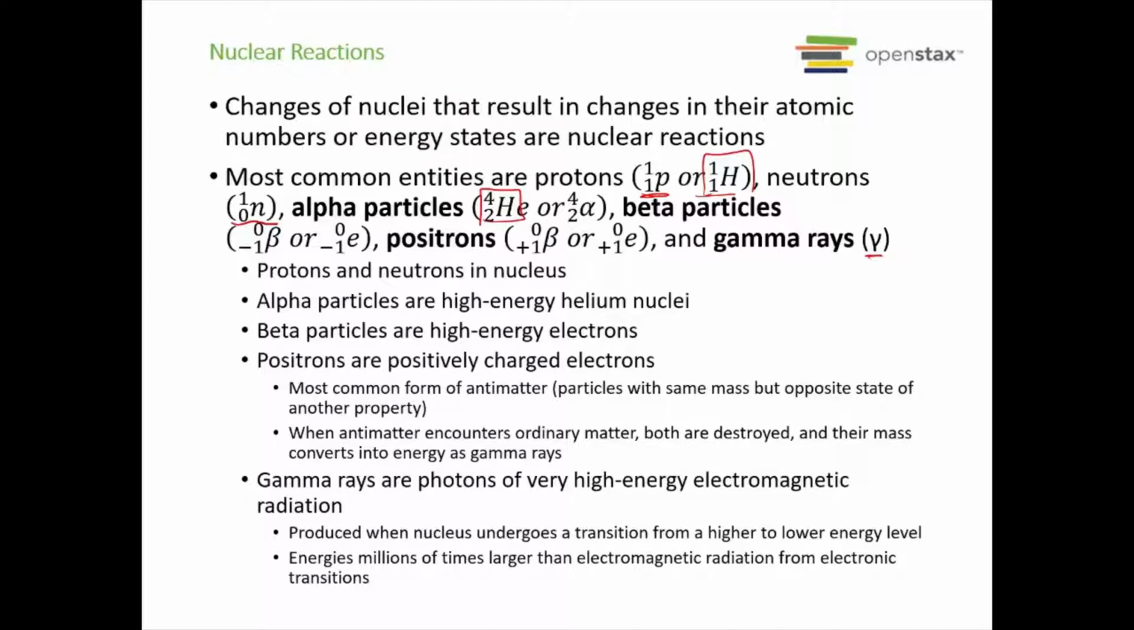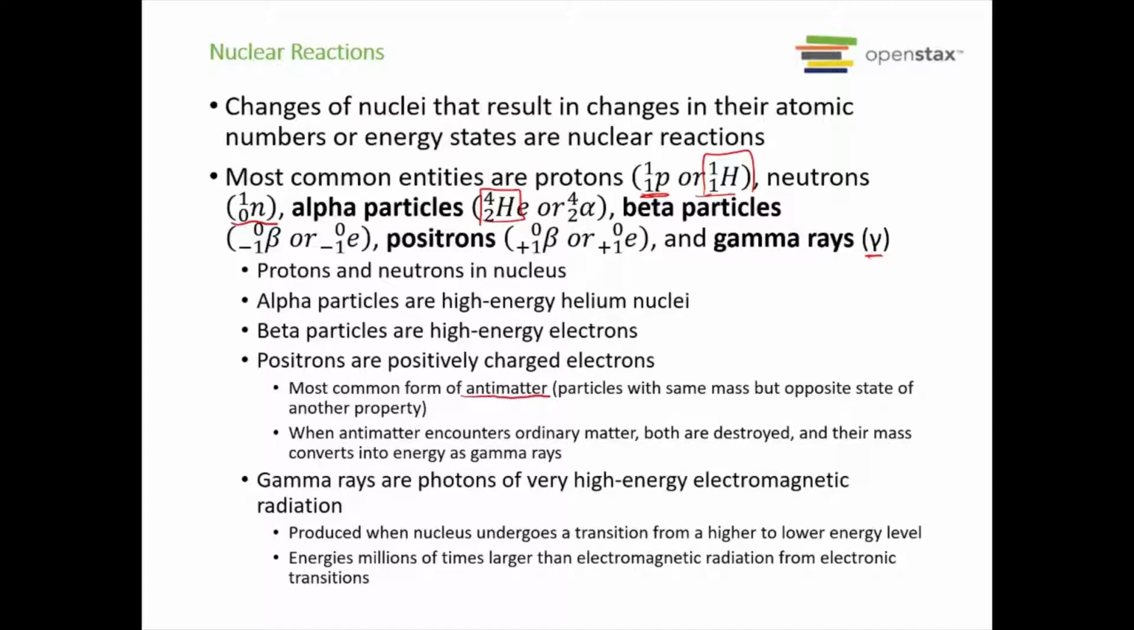As we know, protons and neutrons are in the nucleus. Alpha particles are high energy helium nuclei. So that's why we use that helium abbreviation, because it's got the 2 protons, which makes it helium, and then the 2 neutrons, which gives it its mass number. Beta particles are high energy electrons, so these are just straight up electrons. And then positrons are positively charged electrons, and these are the most common form of antimatter.